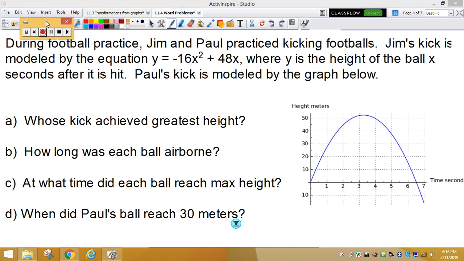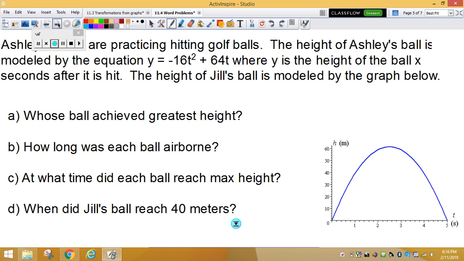All right. So this is what I meant by word problem. During football practice, Jim and Paul practice kicking footballs. Jim's kick is modeled by this equation, where y is the height of the ball, x. And you might see some like this on your EOC. Don't get freaked out. Just look at the graph, look at the questions, and let's see if we can figure it out. Oh, we should have more than one graph. We're not going to do this problem.